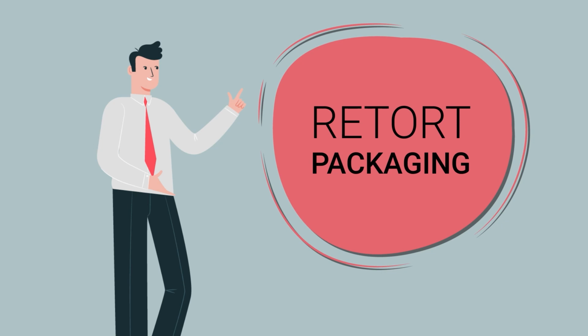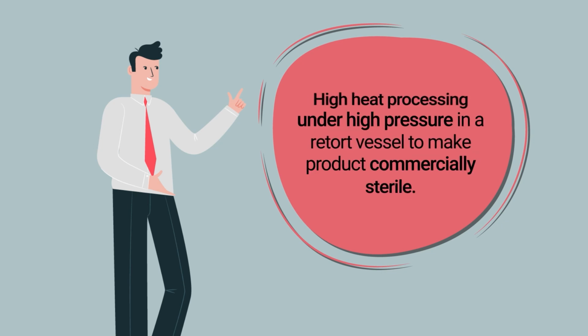You must have read about the retort processing of food. So you know what retorting is. This is the high heat processing under high pressure in a retort vessel to make the product commercially sterile. So what is meant by commercially sterile? That means we make the product free from any kind of live microorganisms which are of public health importance, and any kind of spore forming microbes or toxin producing microbes, especially, for example, Clostridium botulinum. Then we can say that this is a commercially sterile product.